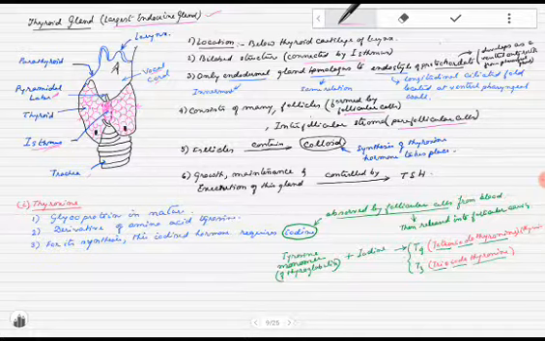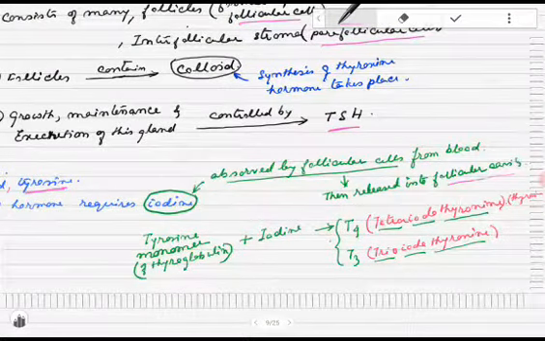Now point number 6 is that growth, maintenance and secretion of this gland is controlled by TSH, thyroid stimulating hormone. It produces thyroxine, which is a derivative of the amino acid tyrosine. For its synthesis, this iodinated hormone requires iodine, and this iodine is absorbed by the follicular cells from the blood. Then it is released into the follicular cavity.